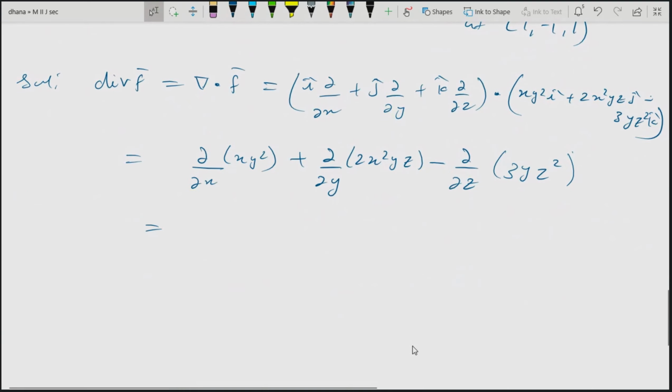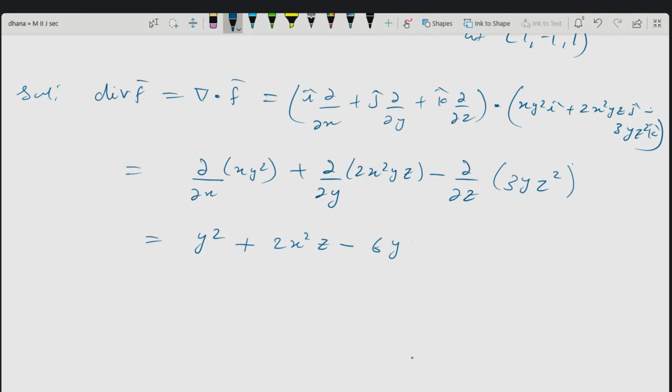So just partially differentiate the given components f1, f2, f3 with respect to x, y and z. When you differentiate x y square with respect to x, you will get y square. Then differentiate 2x square yz with respect to y, so you will get 2x square z. Minus, with respect to z, it will be 6yz. Correct? So this is just the divergence of F.